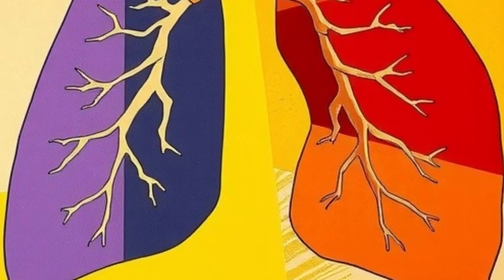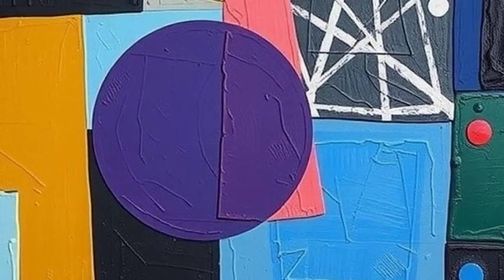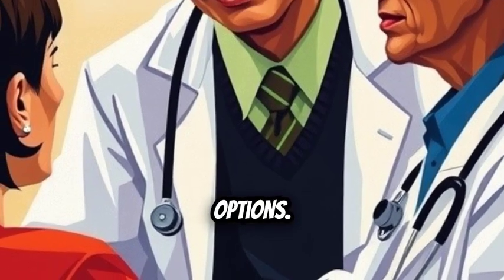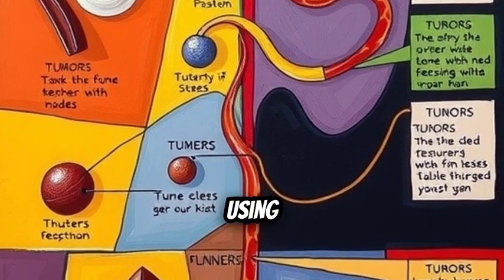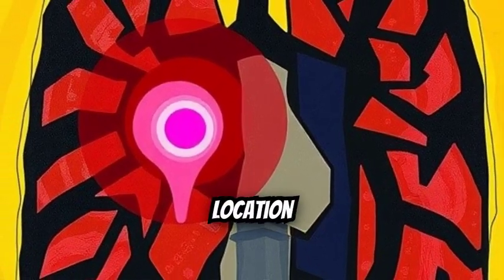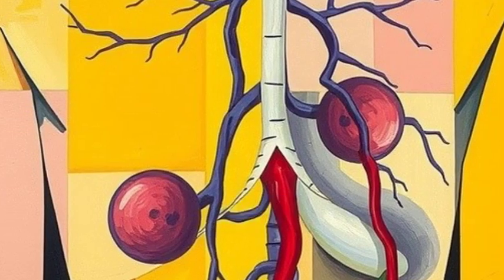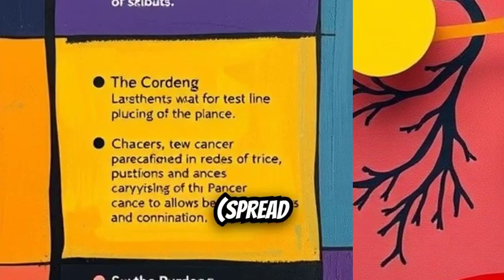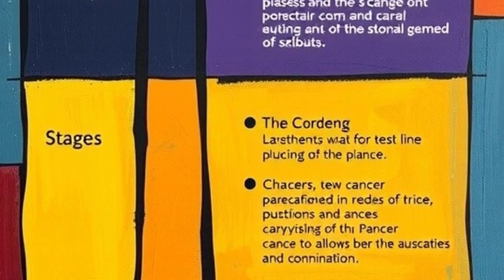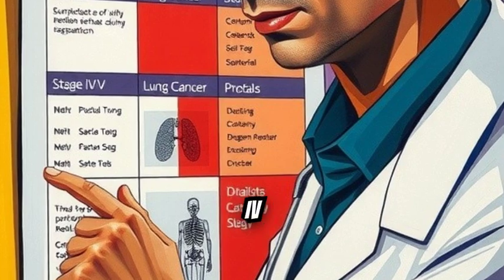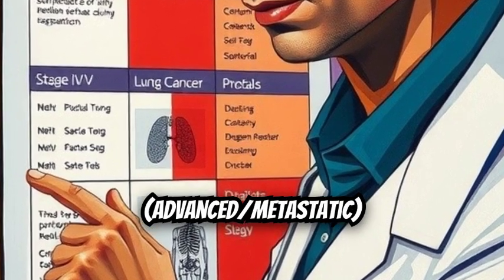Staging of lung cancer. Staging refers to how far the cancer has spread and is critical for determining treatment options. It is usually done using the TNM system, where T refers to the size and location of the primary tumor. N describes the extent of lymph node involvement. M indicates whether the cancer has metastasized, spread to other organs. Staging ranges from stage I, localized, to stage IV, advanced, metastatic.